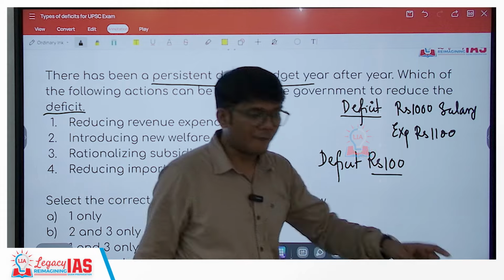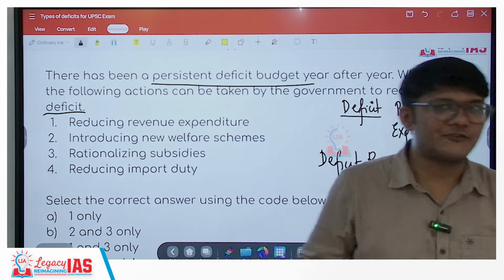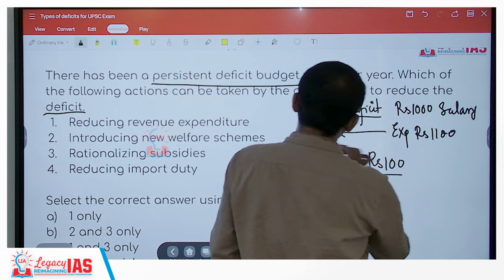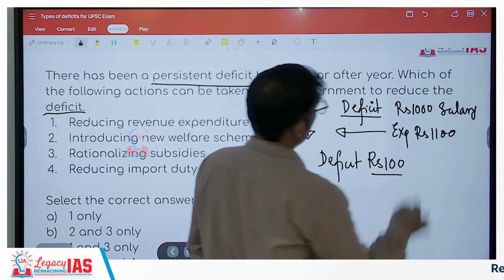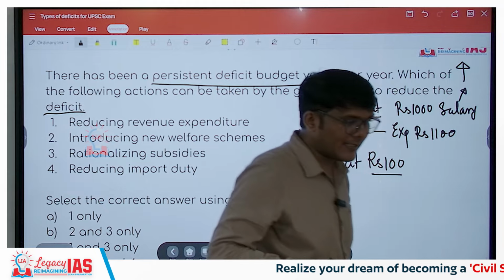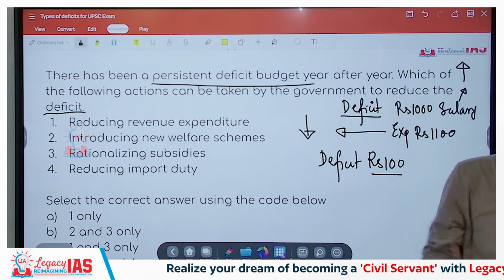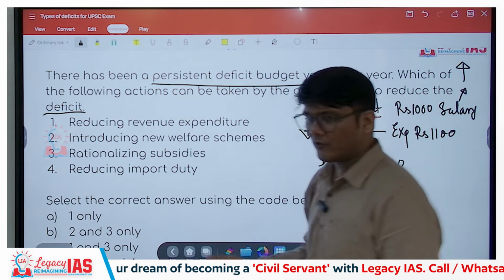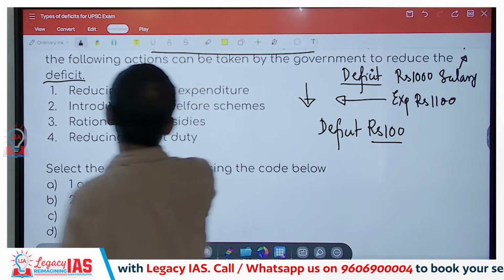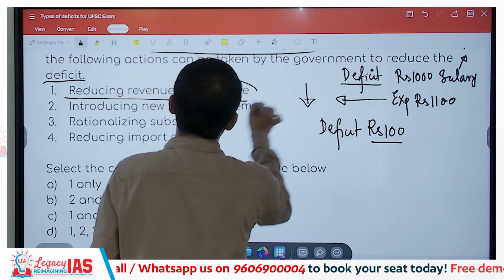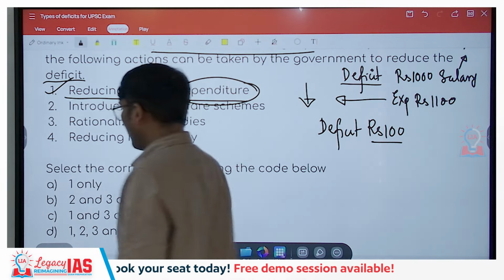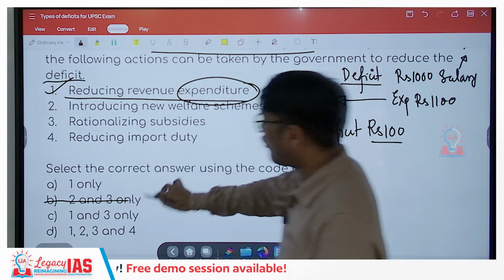Now, when you have to reduce the deficit, there are two ways to do it. The first way is to lower the expenditure, or the second way is to increase the salary. In case of government, the salary is the revenue, so either increase the revenue or lower the expenditure. So let's look at the statements. Reducing revenue expenditure, yes, if you are reducing the expenditure, it will help. So this is correct. Since statement 1 is correct, this option is gone.